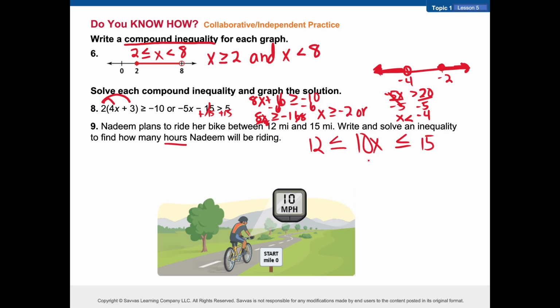10x. We can use x. So divide by 10. So 1.2 is less than x, which is less than or equal to 1.5. So between 1.2 and 1.5 hours will get Nadine between 12 and 15 miles.